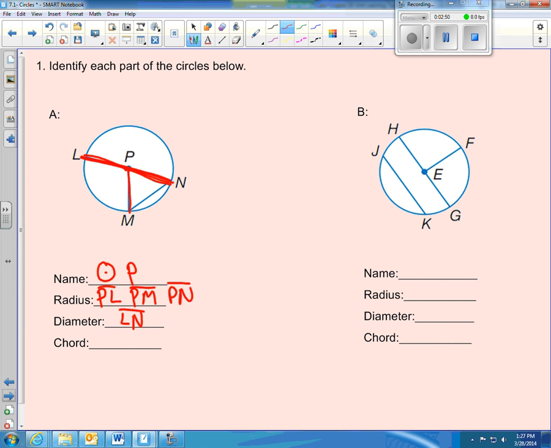All right, and then we're going to name a chord. A chord has endpoints on the edge, so we could say MN, or we could even put in there LN, which is that special chord, a diameter. Okay, I want you guys to try B out on your own. Just follow what we did for A.